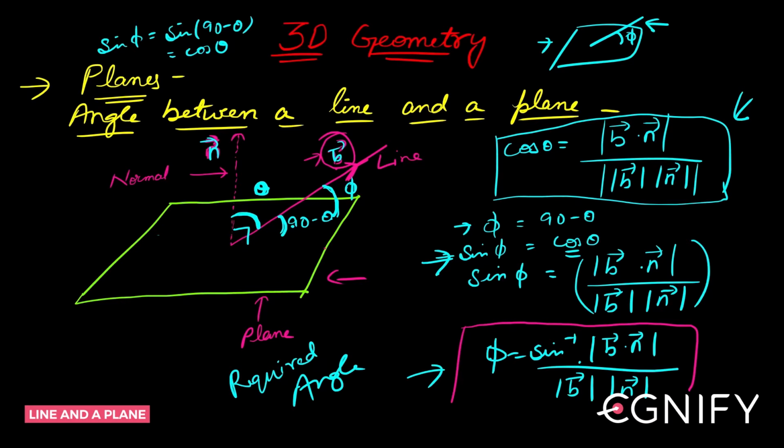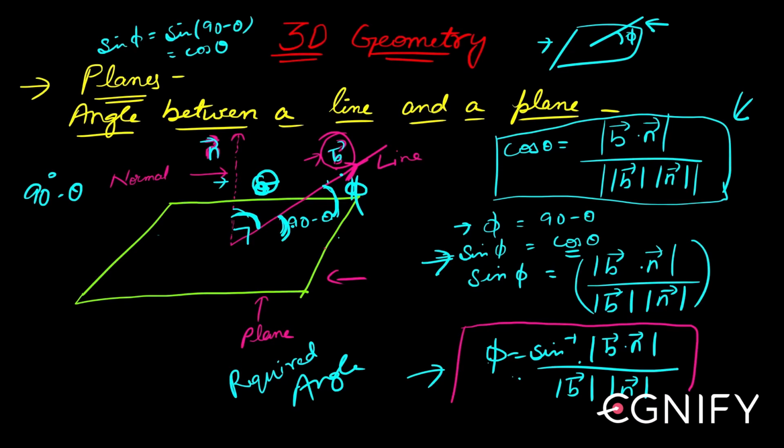Whenever you're asked to find the angle between a line and a plane, first find the angle between the line and the plane's normal. Once you get that angle, subtract it from 90 degrees, because that will be the angle between the line and the plane. So this theta is not your final answer. Remember, your final answer is phi. So this was the concept that was to be used.